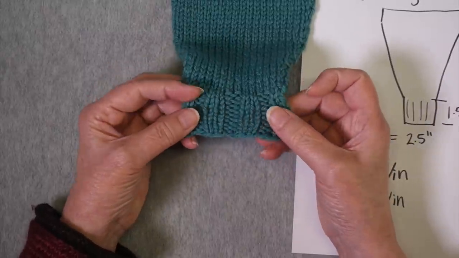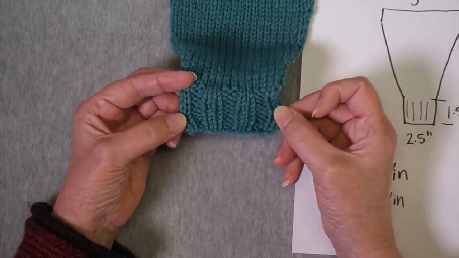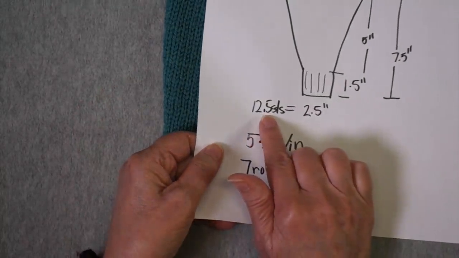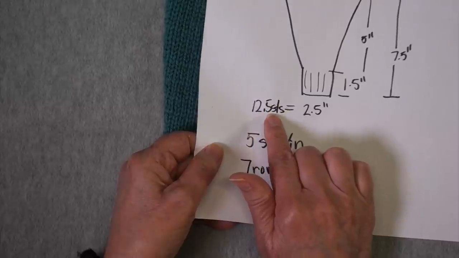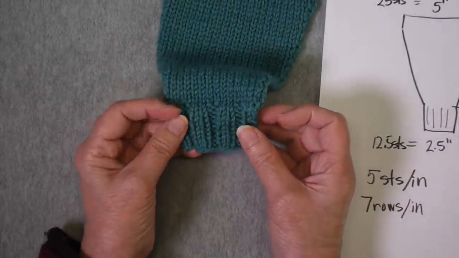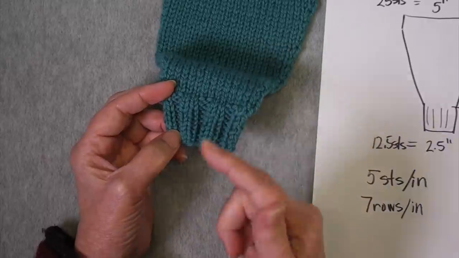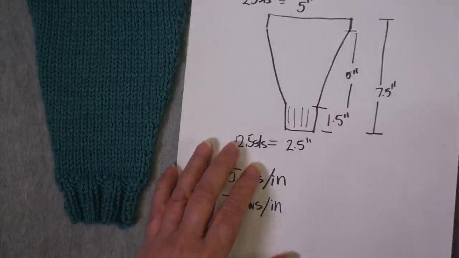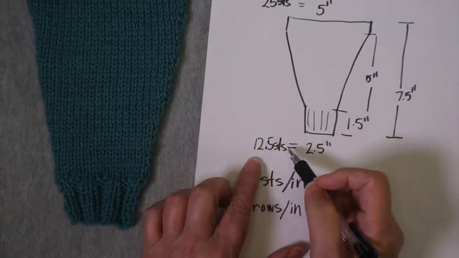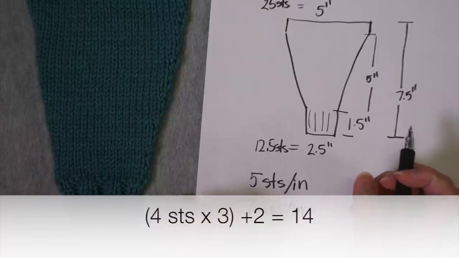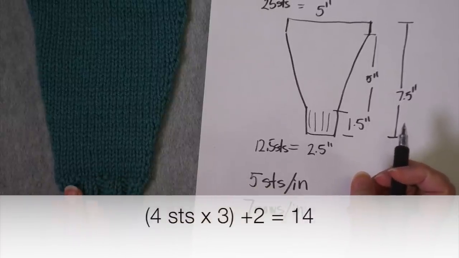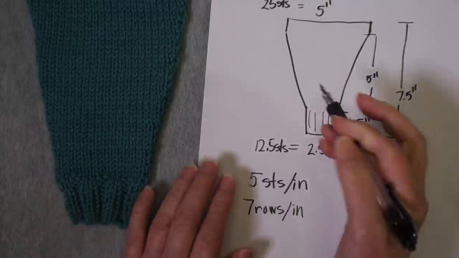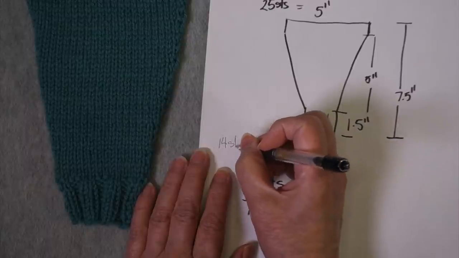So that's something I'm thinking about when I'm deciding what my cast on number is going to be. I don't necessarily try to get, for example, exactly 12 or exactly 13. In this case, I need a multiple of 4 plus 2 more because I want this extra 2 stitches for the knitting. So rather than going with 12 or 13 stitches, I'm actually going to go with 14 because that will allow me to have pretty close to 2.5 inches, slightly more, and it will allow me to maintain my stitch pattern. So I'm going to start with 14 stitches.